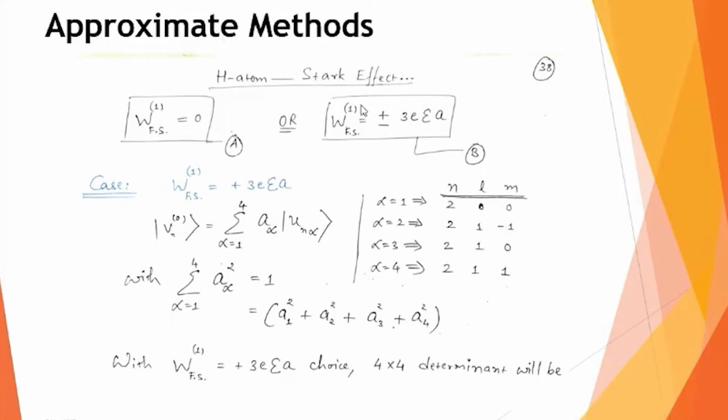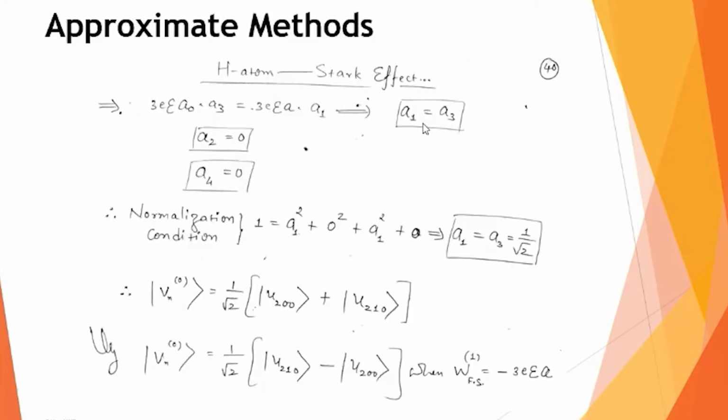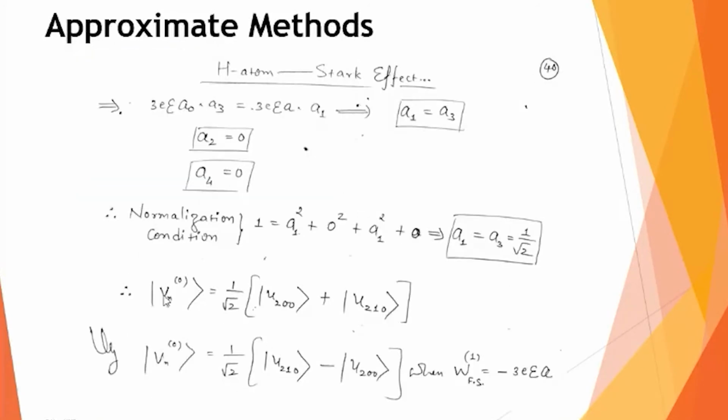This is when I have taken one of the possibilities of W1 for first order. I have taken this as plus 3EEA, but if you take the minus sign, the other solution, and do this procedure, then I can prove that in that case A1 and A3 are equal but opposite in sign. A1 will be minus A3. So in that case, you have this possibility for the state function. So I'm able to calculate the first order correction to energy for the first excited state. This W1 is also computed, and I have also computed the state function V0.